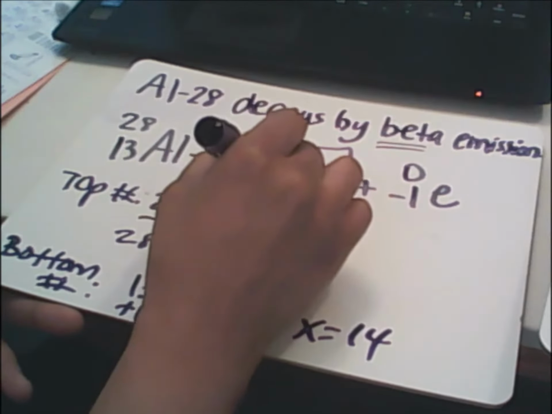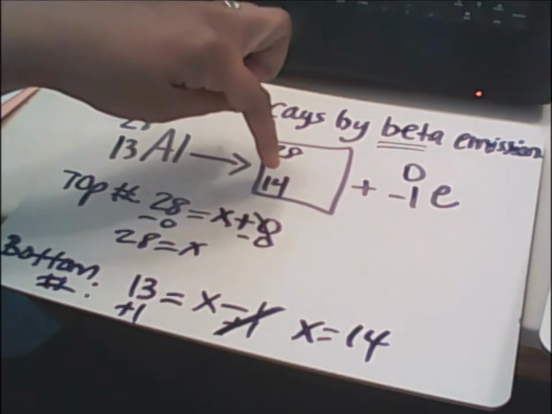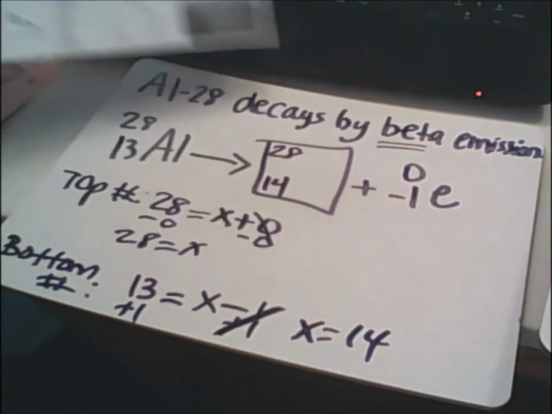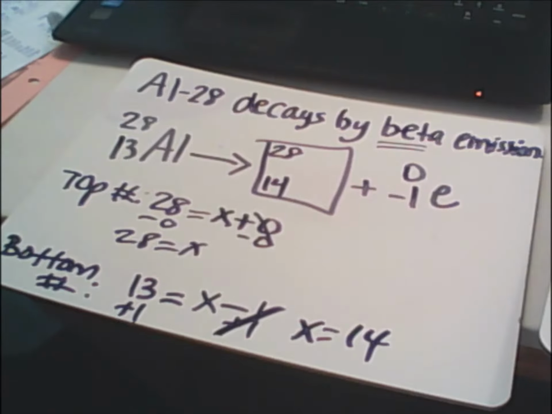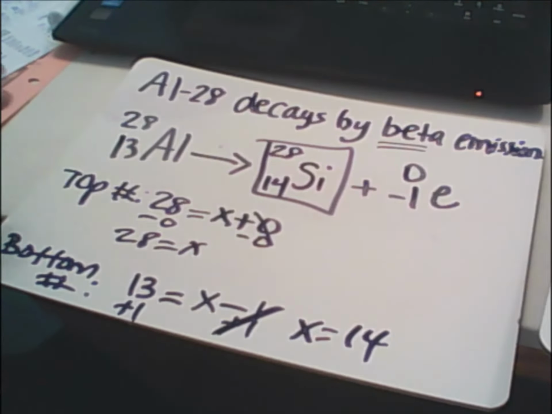So that 14 is going to go on the very bottom. Again, to identify what this element is, to give it a name, I look for atomic number 14 on my periodic table. Atomic number 14 is Si, for silicon. And that is my equation for aluminum-28 decaying by beta emission. What it becomes is 28, 14, silicon. I've got another example.